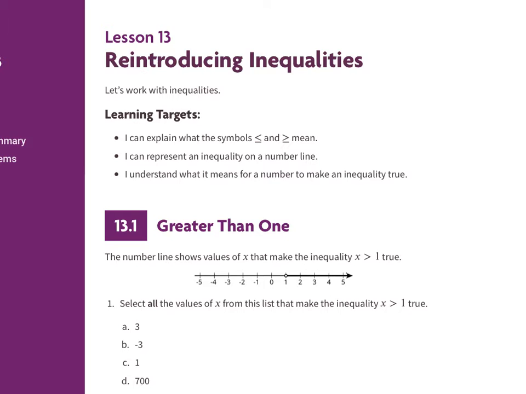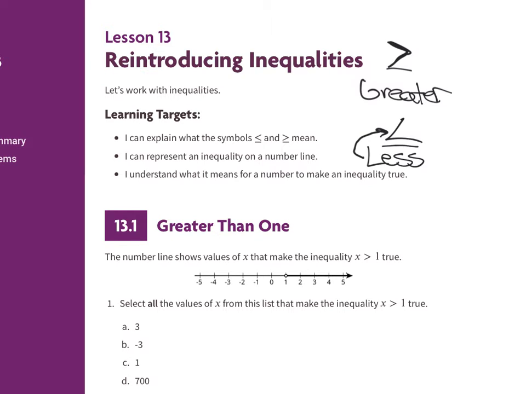So, review of the symbols. This right here is greater than. This right here is less than. Okay, a lot of people think the L sort of looks like the less than sign. Okay, and then we can put an equal sign underneath it. So greater than or equal to, or less than or equal to. So yeah, we'll talk about that more later.